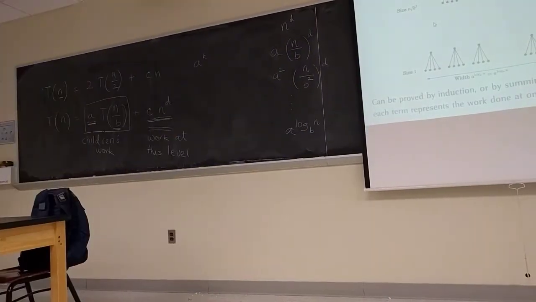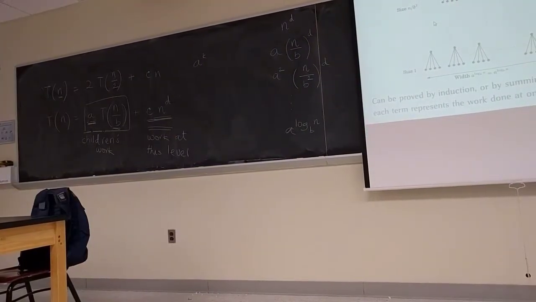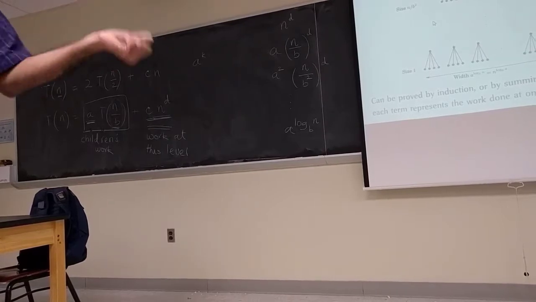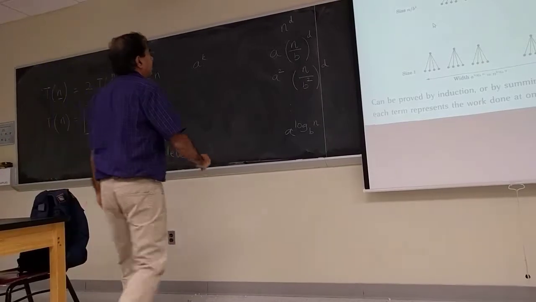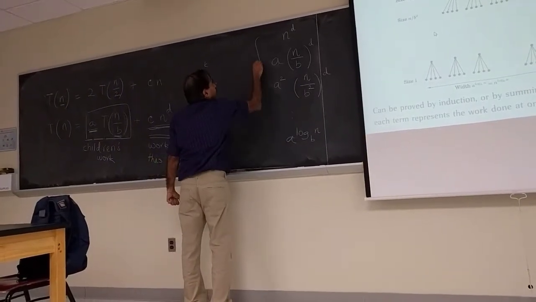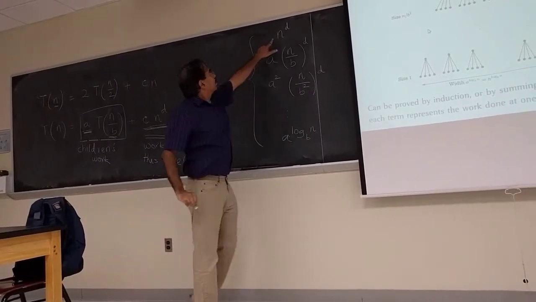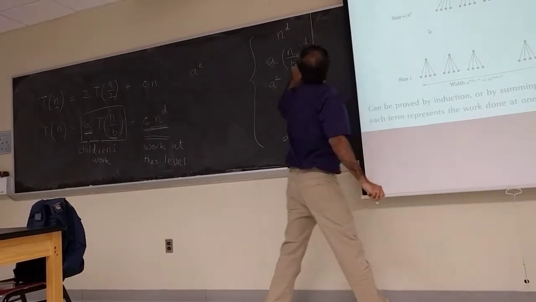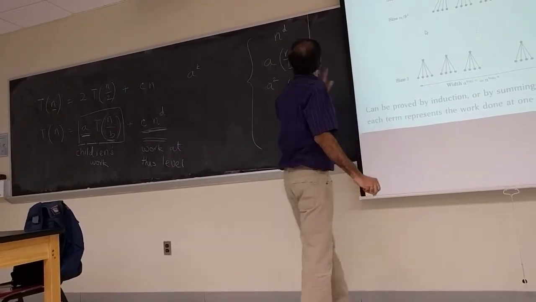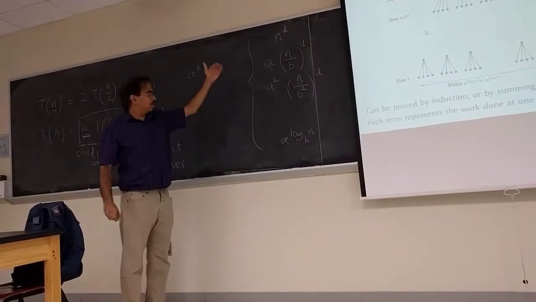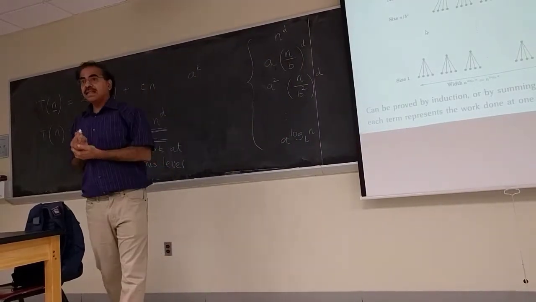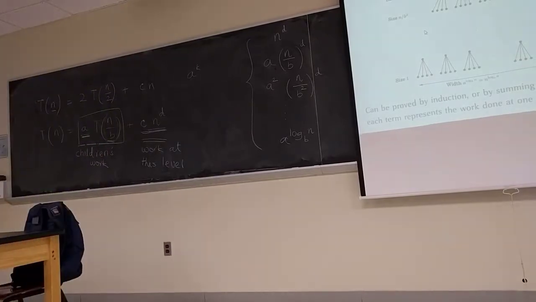So we don't have any more work to do. At the leaf level, we have just a list of a single element. It takes only constant time to do the work. So this is the work done at the root level, this is the work done at this level, and this is the work done at this level, and so on. So all we need to do is add this up, and then we'll get the answer.